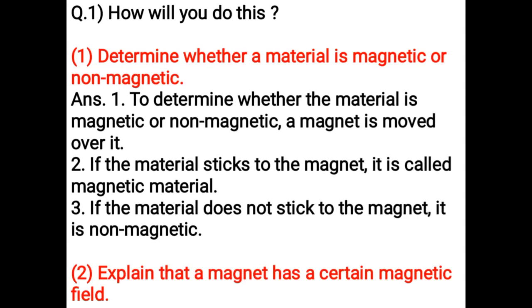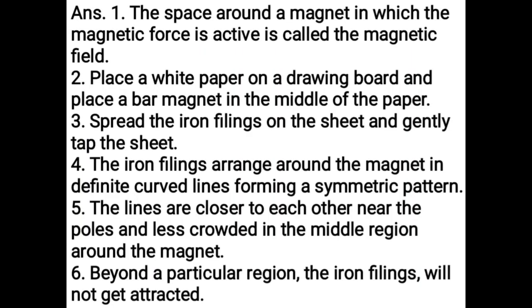Explain that a magnet has a certain magnetic field. The space around a magnet in which the magnetic force is active is called a magnetic field. Place a white paper on a drawing board and place a bar magnet in the middle of the paper. Spread the iron filings on the sheet and gently tap the sheet.